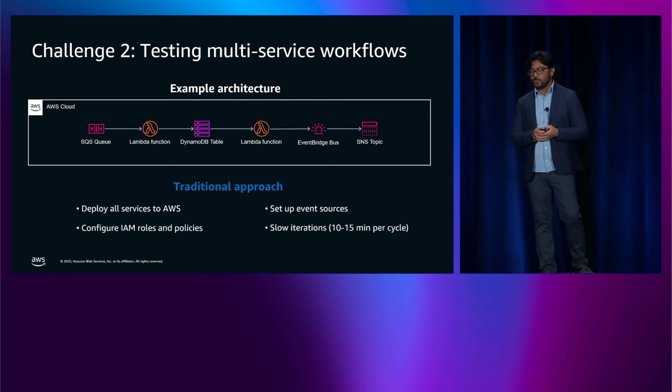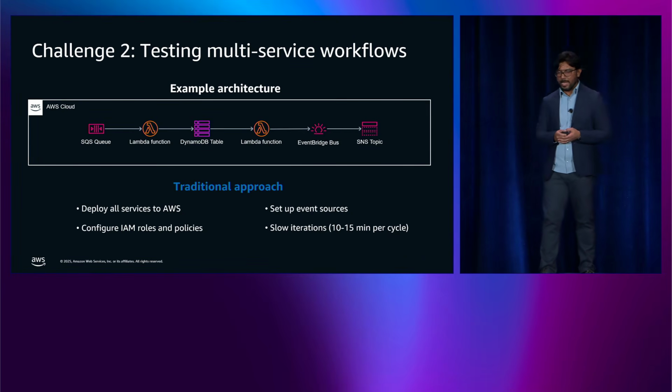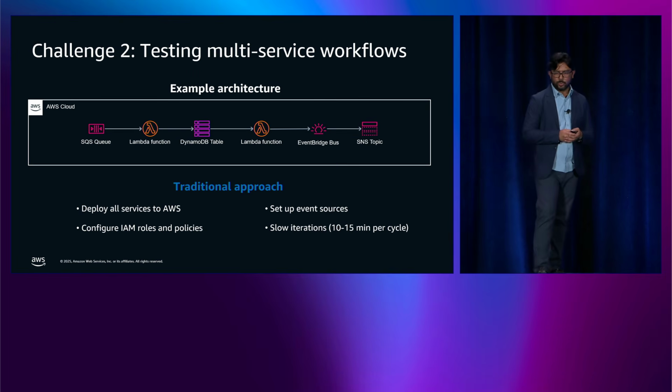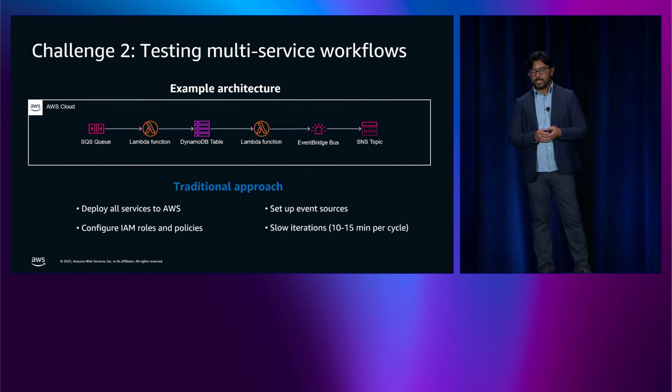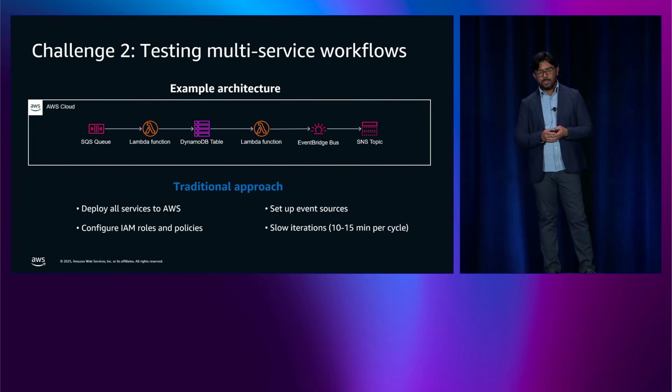The second challenge we'll address today is testing application workflows that are made up of multiple services. For example, here is an application architecture. In this, we have an SQS queue triggering a Lambda function, which then writes to a DynamoDB table, which triggers another Lambda function invocation. Now, this function sends an event to an EventBridge bus, which writes to an SNS topic. Traditional approaches require deploying all of these services to cloud, setting up event sources, configuring IAM roles and policies. This obviously results in slower iterations, typically 10 to 15 minutes per cycle.